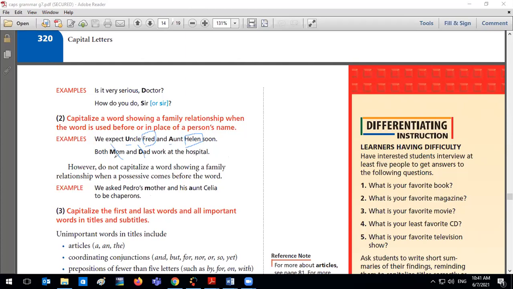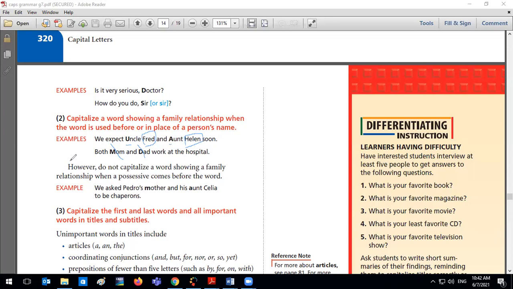If I can remove the word mom and dad, or I can remove the word uncle and aunt and substitute it with a name, and the sentence sounds perfectly fine, then I need to capitalize again the word showing this family relationship. Okay, so I can use it in place of a person's name. All right, so this is a test that you conduct. Both mom and dad work at the hospital. All right, I can remove the word mom and dad and I can substitute it with both Susan and John work at the hospital. If yes, I can substitute the names here with actual proper nouns of names of people, then it is needed to be capitalized.